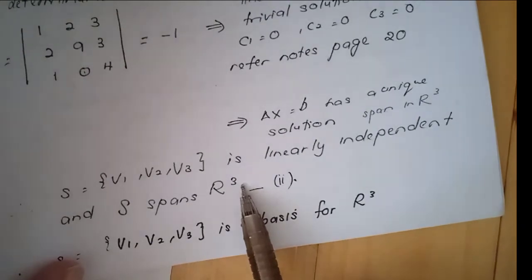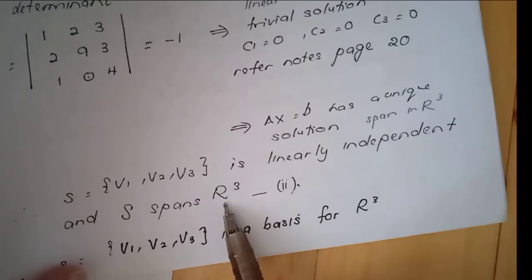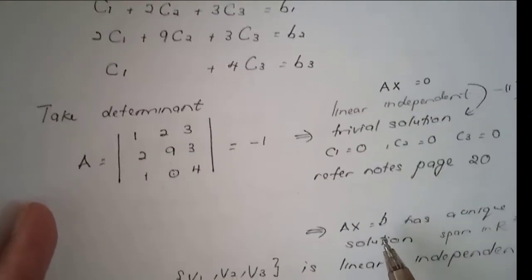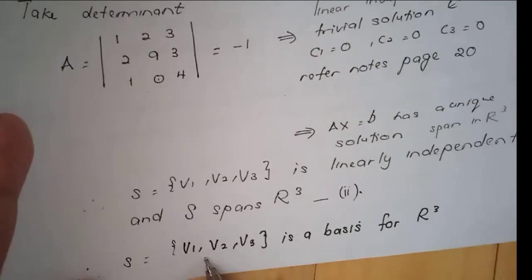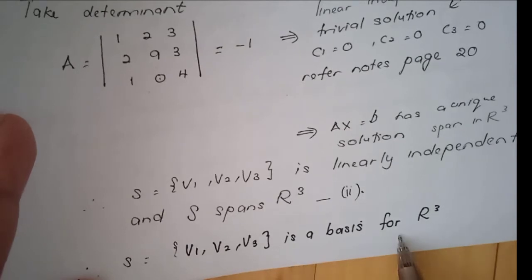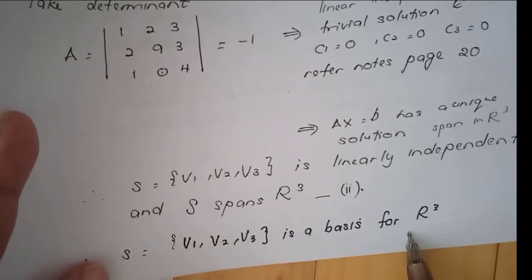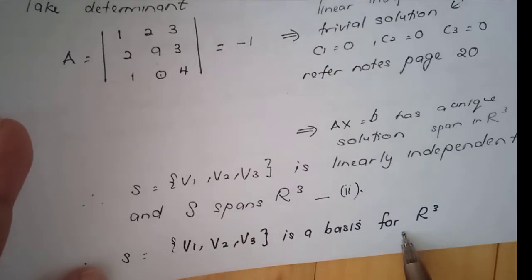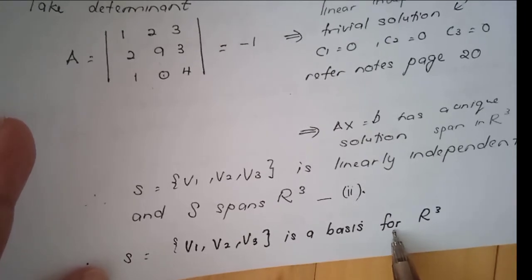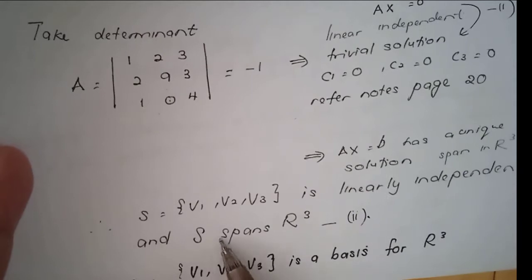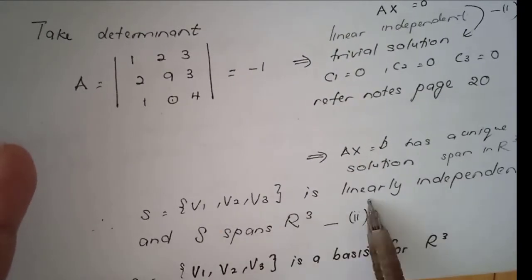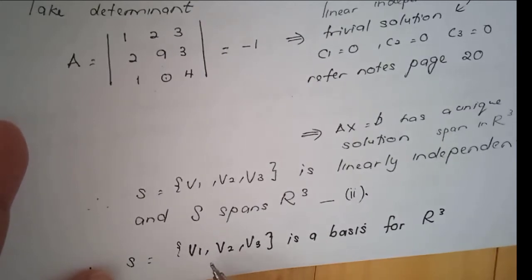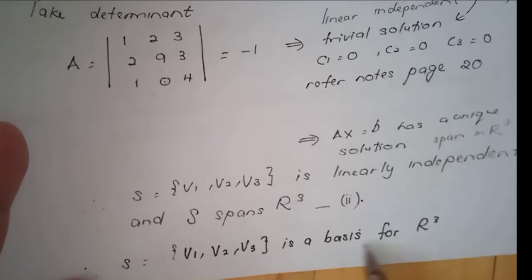Okay, so since S spans R3, and V1, V2, V3 is a basis for R3. So the two conditions for basis are met. Two conditions for basis: S is a spanning set in R3 and S is linearly independent. So we can say that S, which consists of vectors V1, V2, V3, forms a basis for R3.